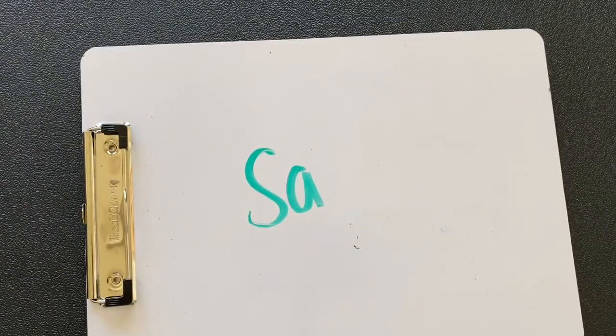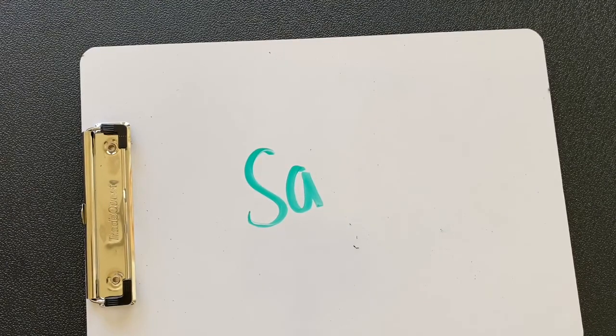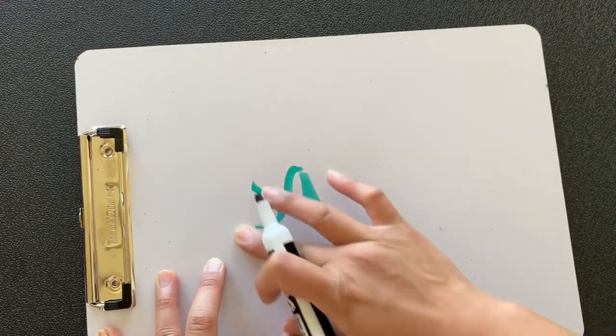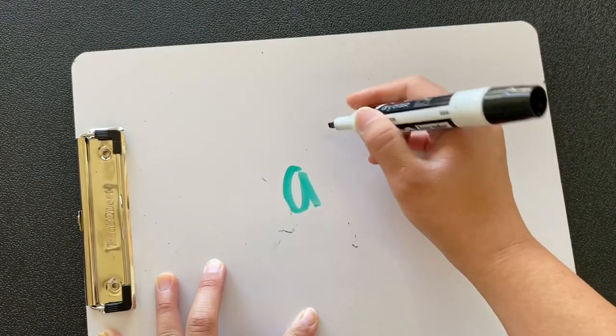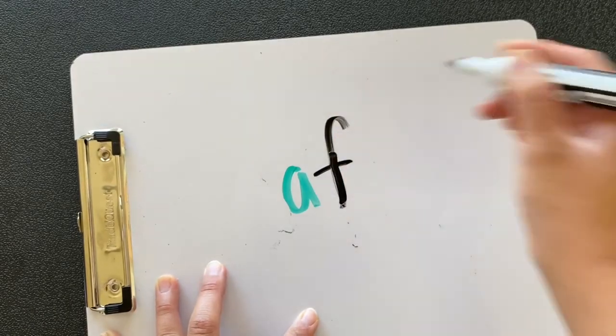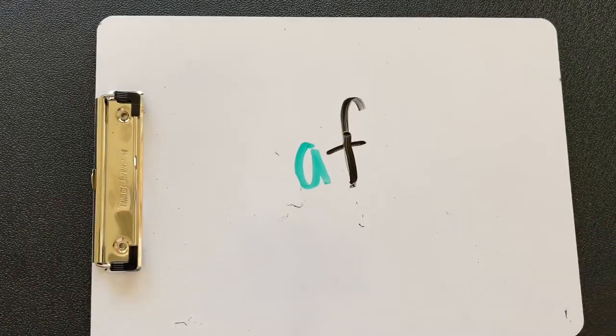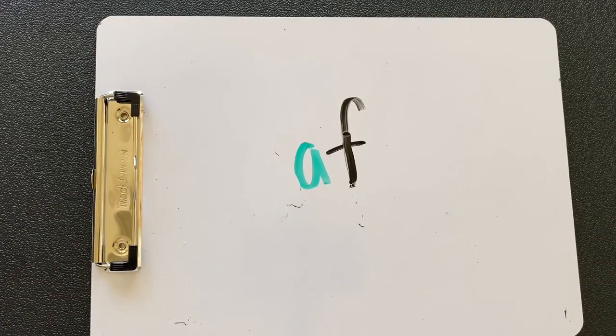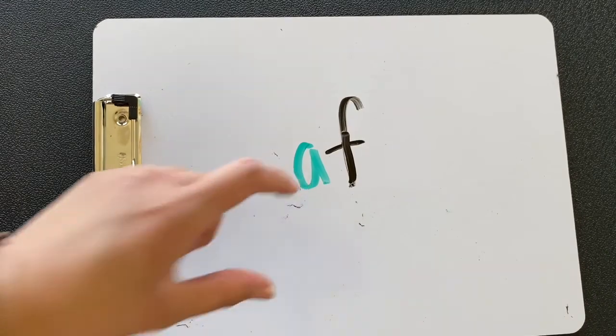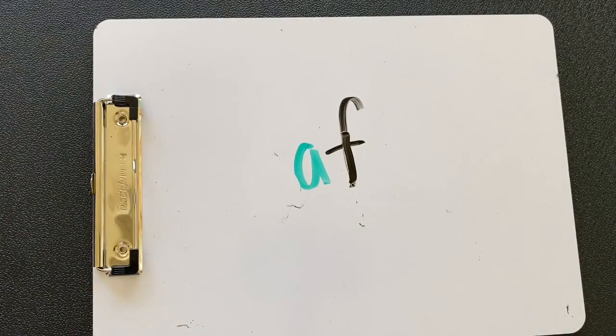Great job. Let's keep going with that one. I'm going to go back and add my F here. Think about the placement of our vowel here. Is it going to be short or long given the placement? Great job, my friends. It's going to be short because it's not at the end. So then this should read as af. Great job. Let's go on to the next word.